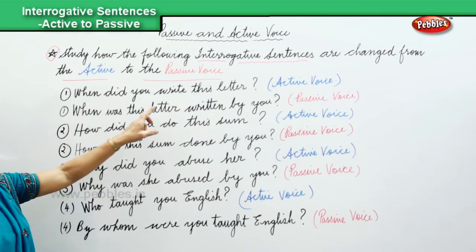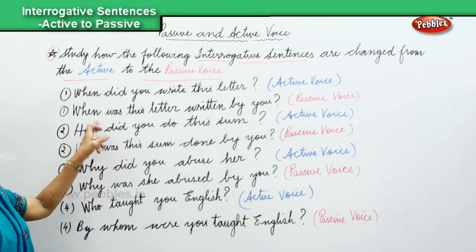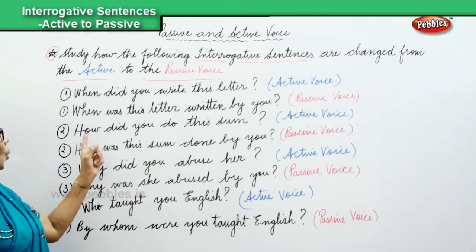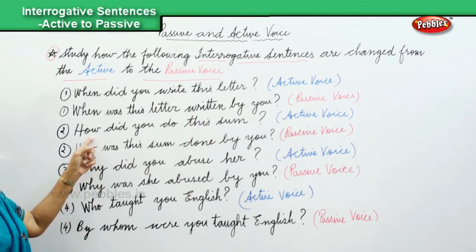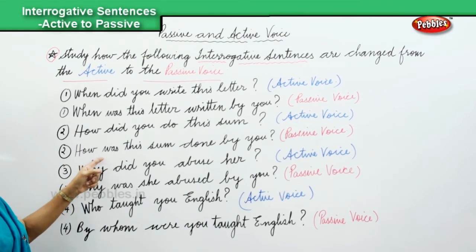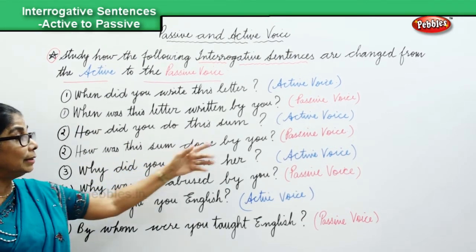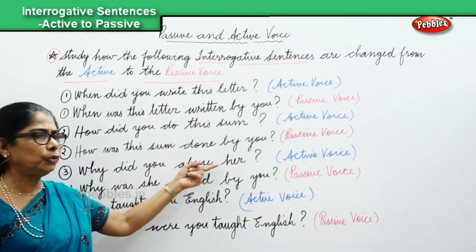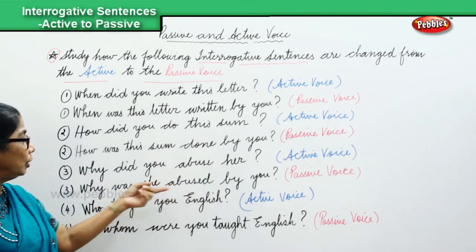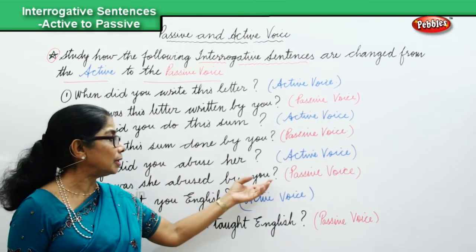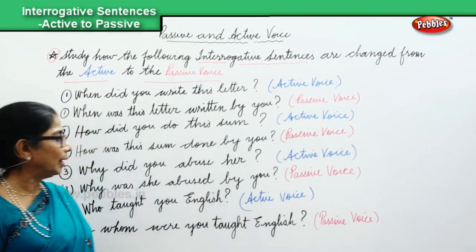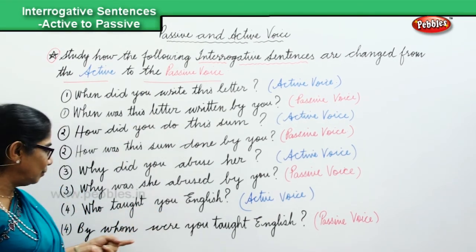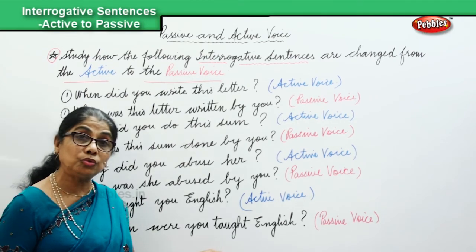Now, when did you write this letter? Passive voice: when was this letter written by you? How did you do the sum? Active voice we change: how was the sum done by you? Passive voice. Then, why did you abuse her? Change it to passive voice: why was she abused by you? Then the last one. Who taught you English? Active voice, and passive: by whom were you taught English?